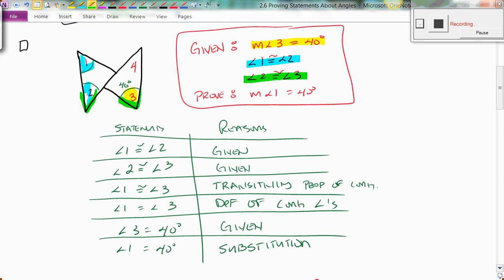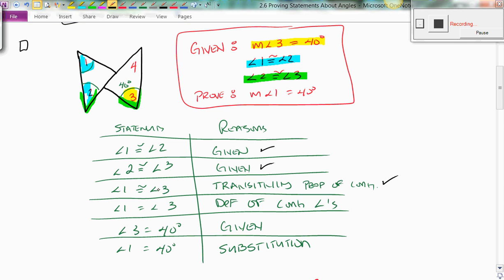Could you then prove that the measure of angle 1 was also equal to 40 degrees? So here's the logic that we did. First, the measure of angle 1 is congruent to the measure of angle 2, that's given. The measure of angle 2 is congruent to the measure of angle 3, that's also given. Since 1 is congruent to 2 and 2 is congruent to 3, we can say 1 is congruent to 3 by the transitive property of congruence, or transitive property of equality, excuse me.